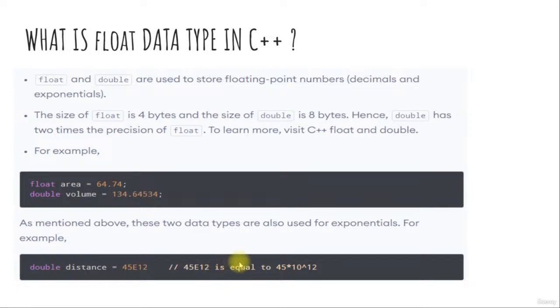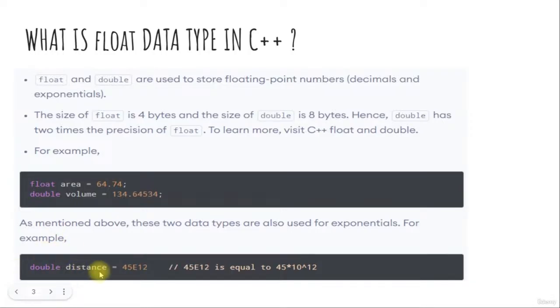Now let me explain this line of code. Here we are having a variable called distance. The name of the variable is distance. Now as already discussed, the rule is that before writing the name of the variable you have to first mention the type of the variable. So the type of the variable is double.